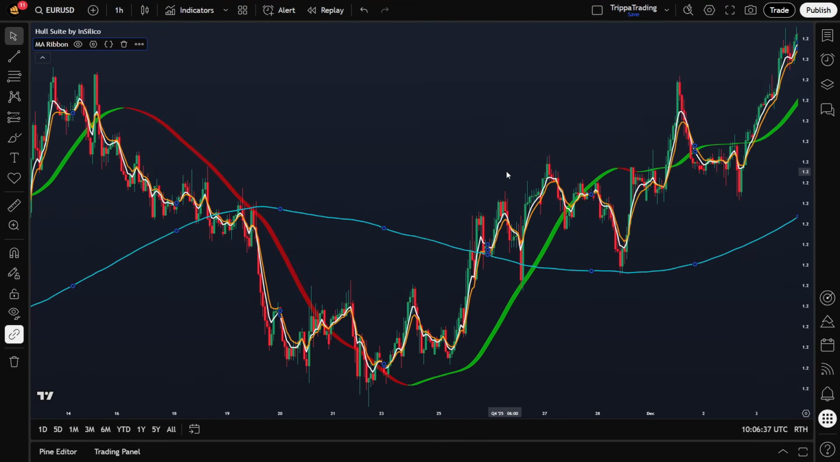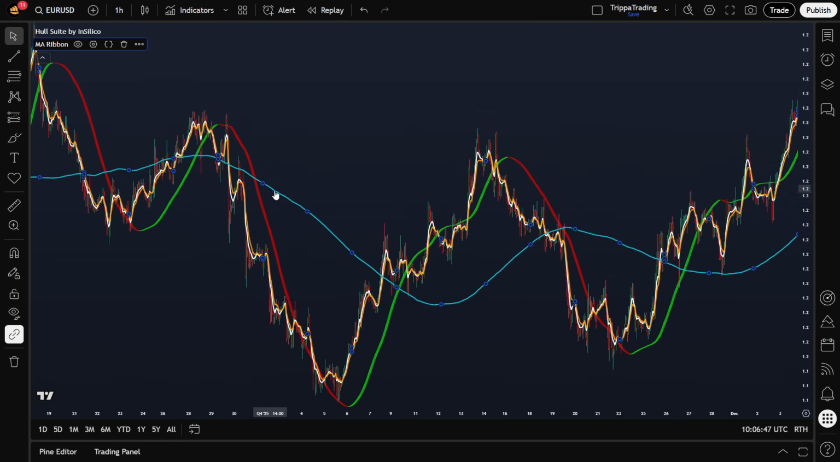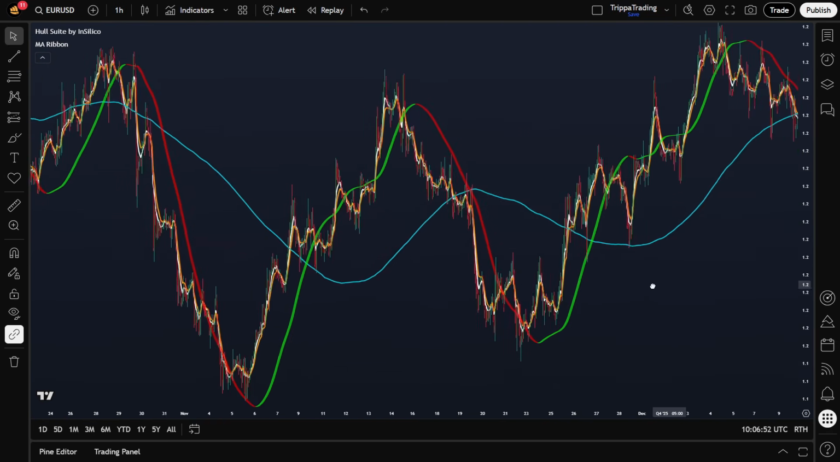The Hull moving average is the backbone of the system. When it's green, we only look for buy positions, and when it's red, we only look for sell positions. Then, the SMA 200 acts like a major trend filter.